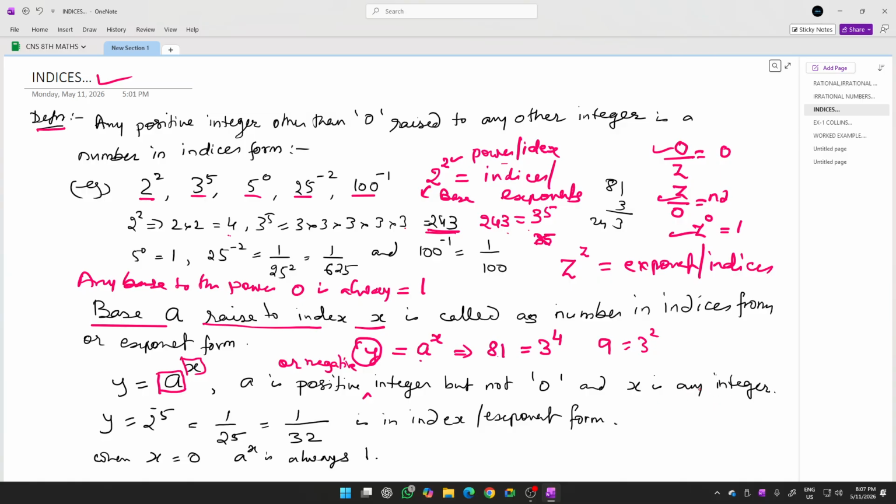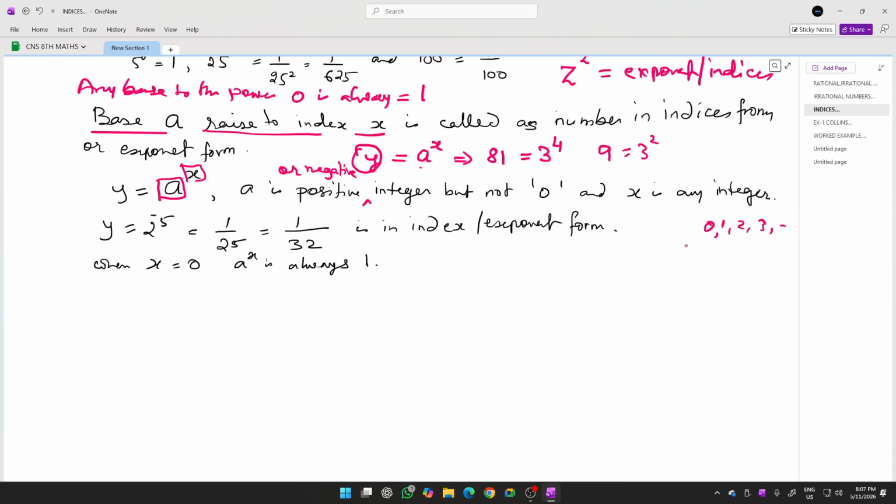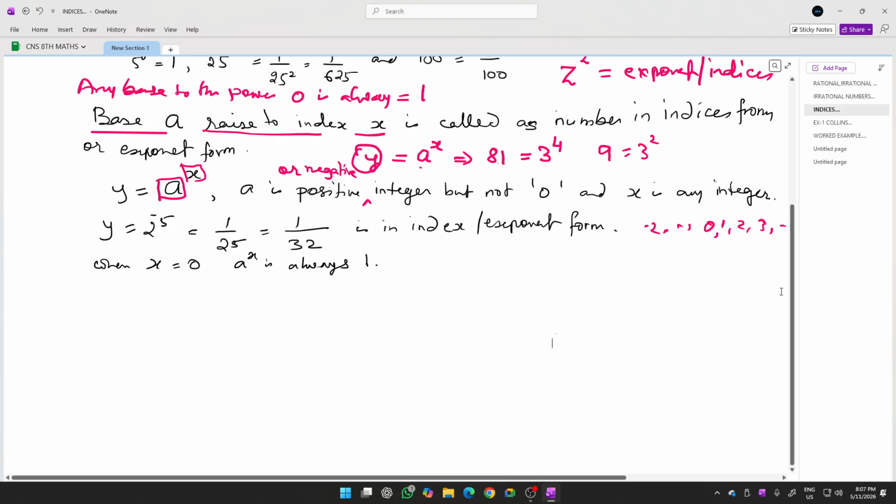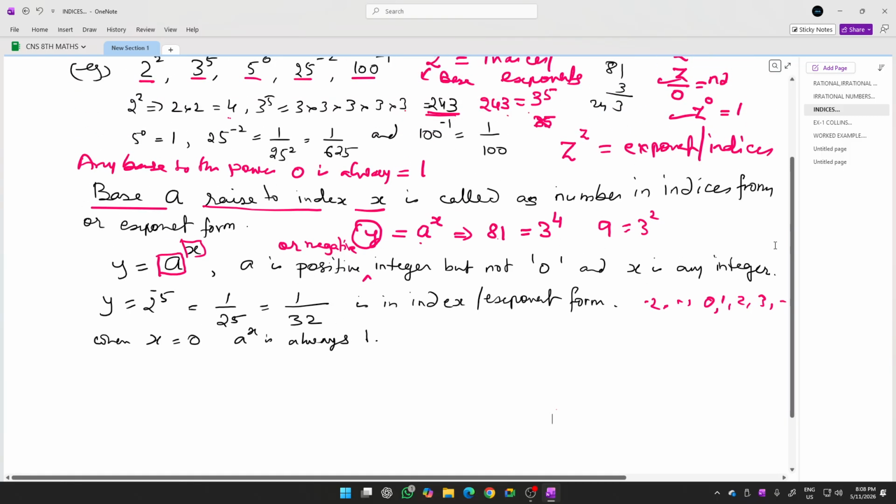You know what integers are? Integers are 0, 1, 2, 3, 4, etc., and then -1, -2, -3, etc. These are integers. You must have studied integers in your 7th grade, right? So from integers you are going ahead, and now you are trying to understand what rational and irrational numbers are.